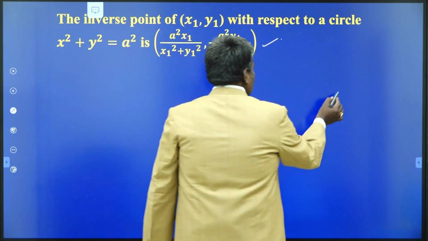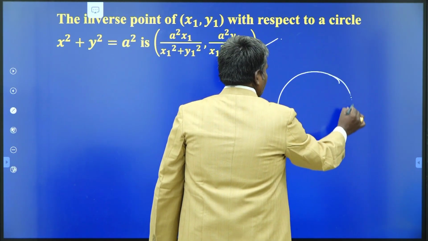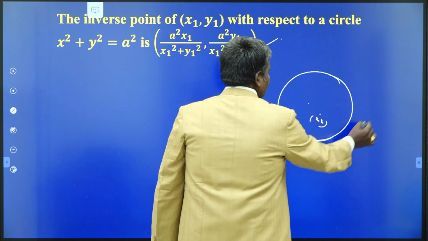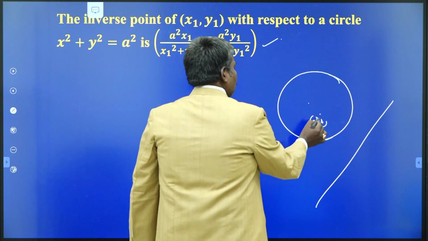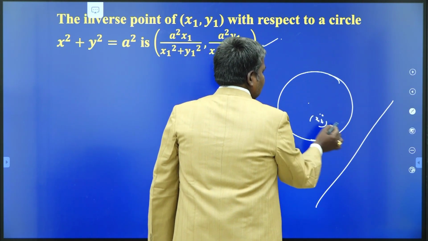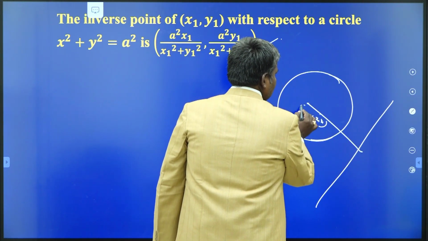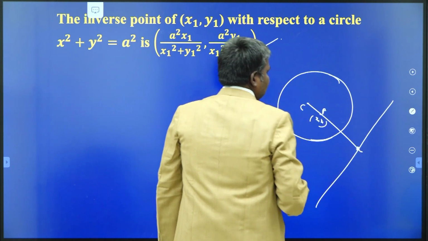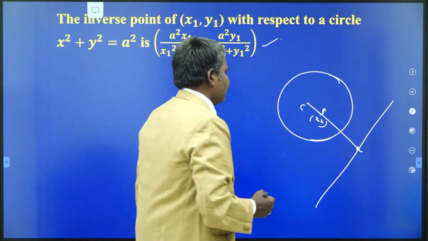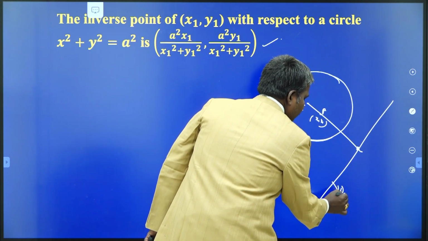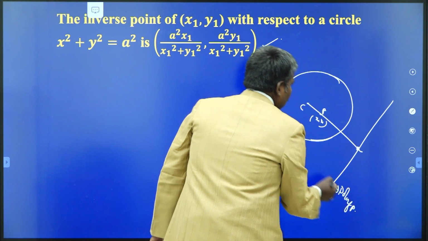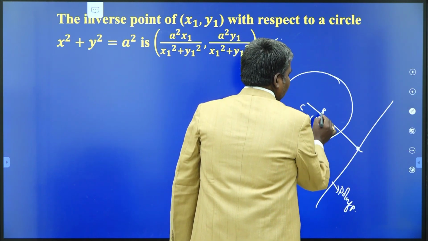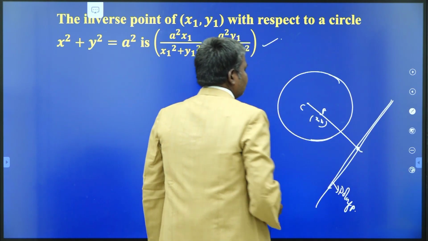So this is my circle x square plus y square equal to a square. This is the point (x1, y1). We are going to find the inverse point. So by inverse point we mean you just join CP. This is C. This is my point P. This is the point of intersection of the polar of P and the line joining CP. This is the polar of P. So we just find the foot of perpendicular drawn from either the center or P to the polar of P.